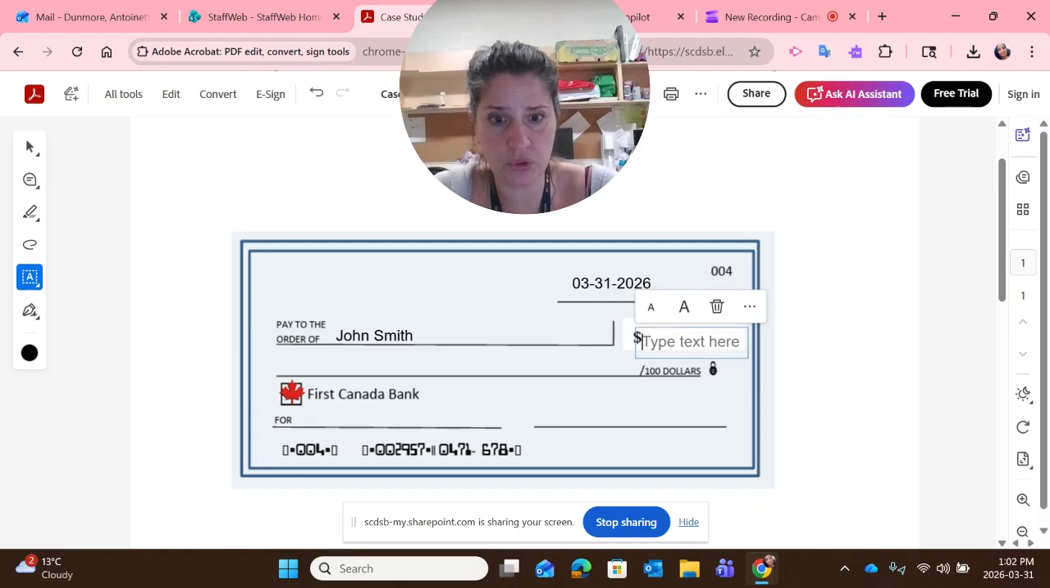And then here you would put in the amount that the check is for. So if the check is for $900.10, then you would put that there.